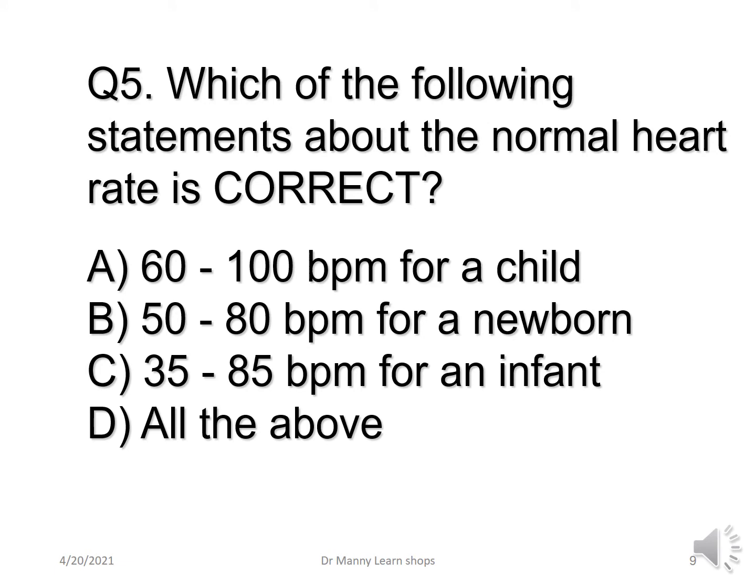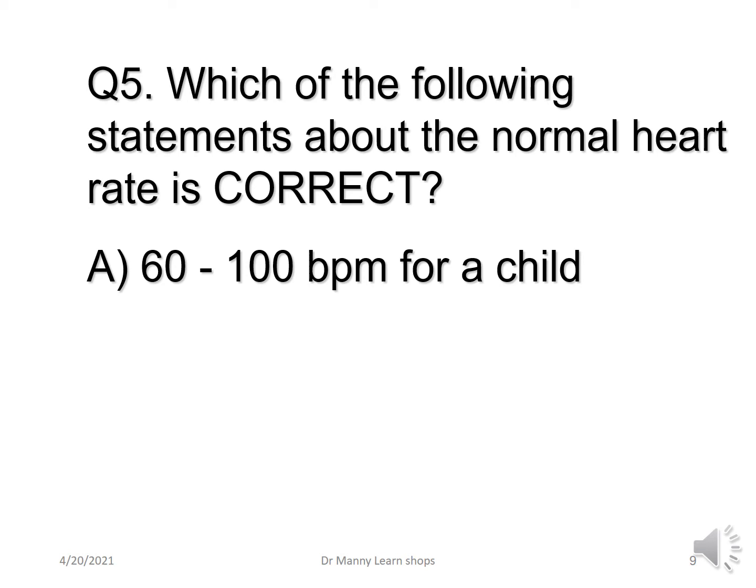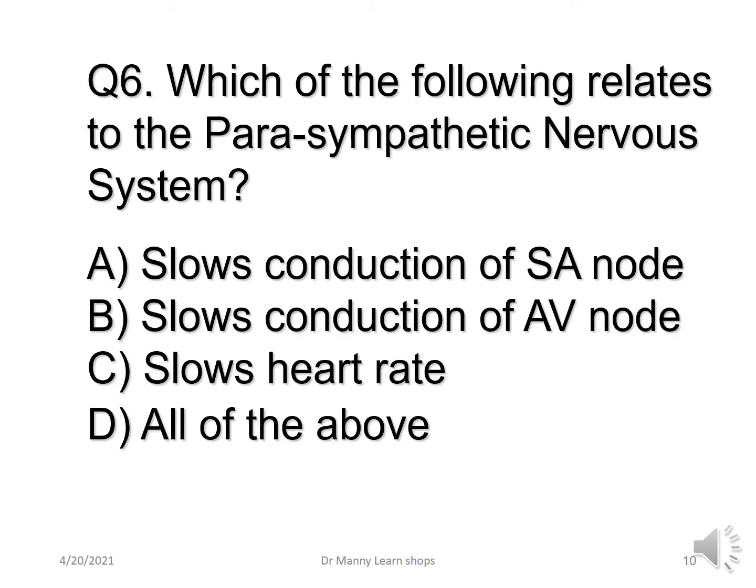Which of the following statements is correct about the normal heart rate? A, older child 60 to 100. C, younger child infant 35 to 85 beats per minute. B, newborn 50 to 80 beats per minute. The answer is A. The rest are all really too slow. Which of the following relates to the parasympathetic nervous system? A, B, C, or D?